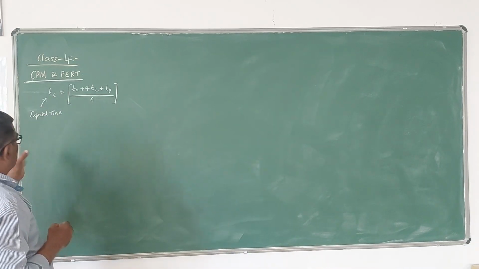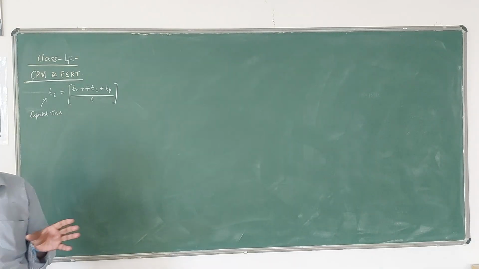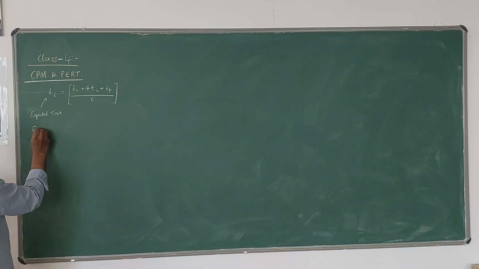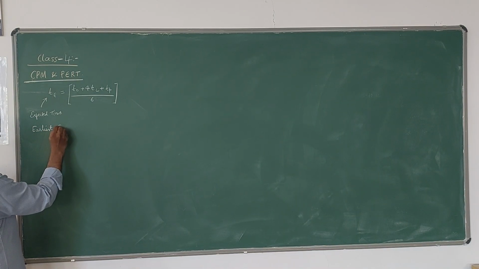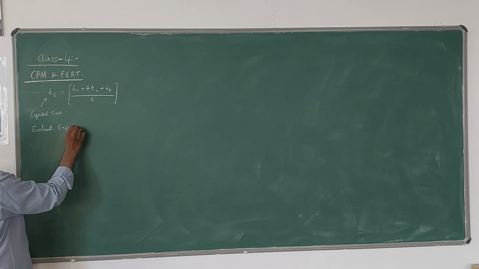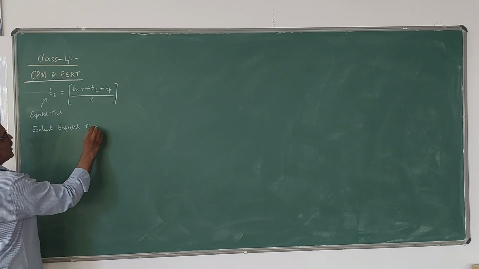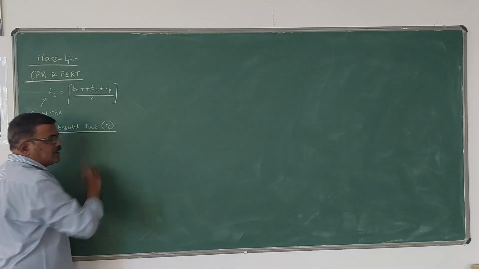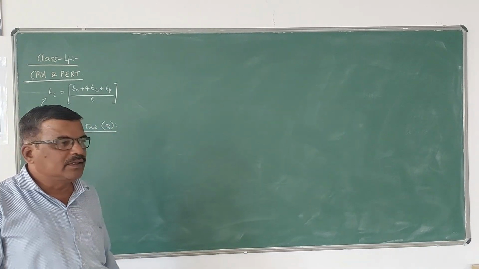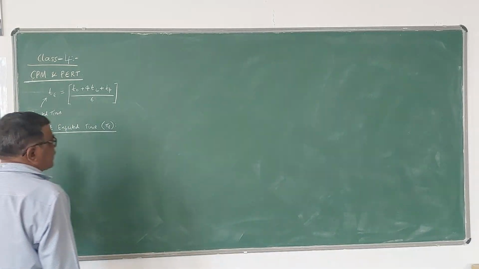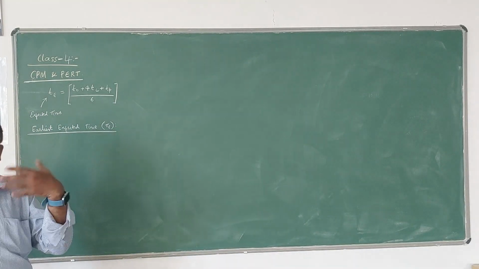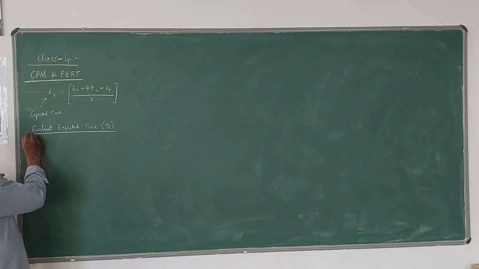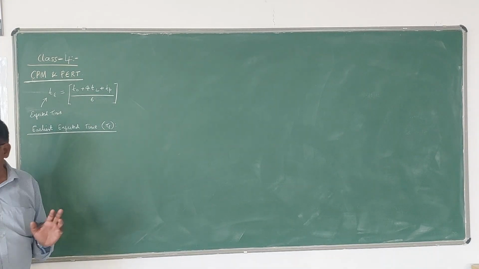Now there is one more term called earliest expected time. Because normally in any project, one important thing is we have to consider a path which can give the expected time as minimum. That means the earliest, so that all the activities are completed within that time. So this is another thing. It is denoted by capital TE.